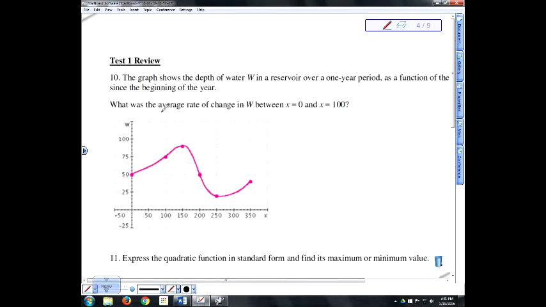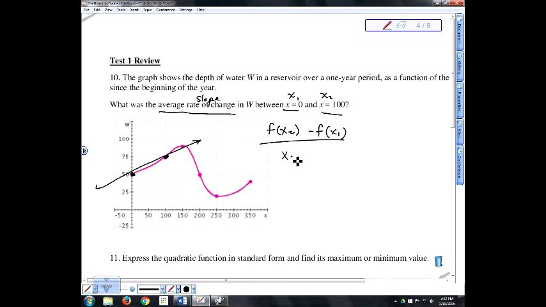So this is another average rate of change. Again, remember, average rate of change is just the slope of a line that connects 2 points on a graph. So between x equals 0, which is right here, and x equals 100, which is right there, you would need to find the slope of the line that connects those 2 points. So we could do this like we did the last problem, algebraically. We could say this is x1 and that's x2, so we need to find f of x2 minus f of x1 all over x2 minus x1.